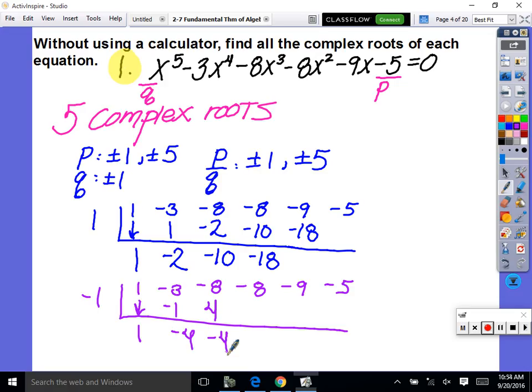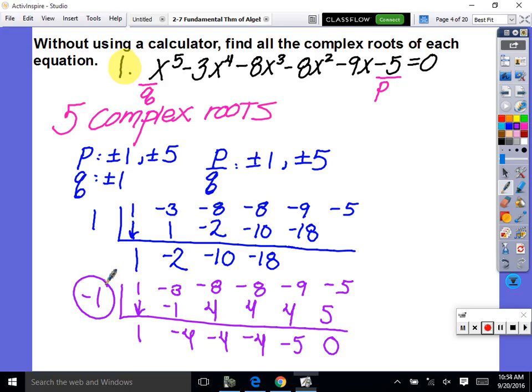-4 times -1 is positive 4. We add straight down and get -4. -4 times -1 is positive 4. We add straight down and get -5. -5 times -1 is 5. We add straight down and get a remainder of 0. Sweet. So -1 is definitely a solution, correct? Everybody? Yeah. Okay, awesome. So that's just taking us from degree 5 to degree 4, correct?